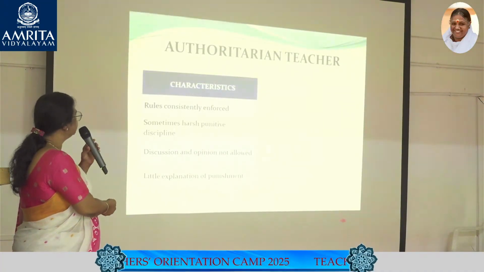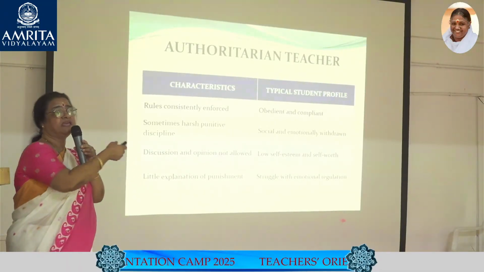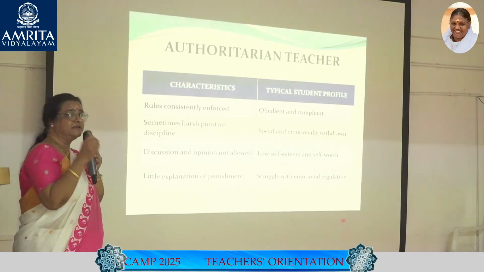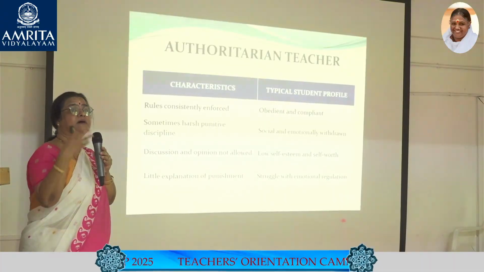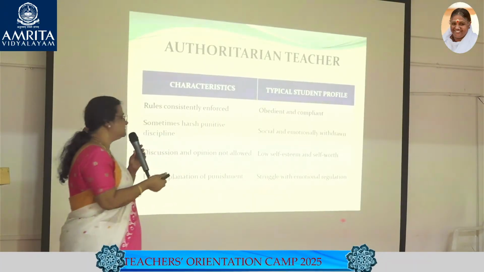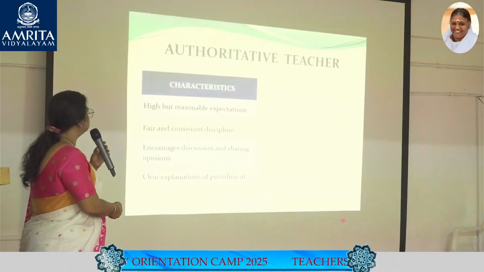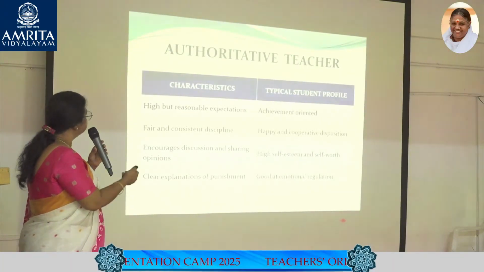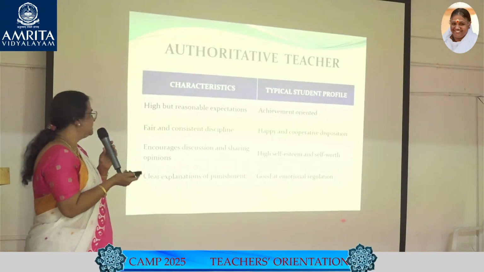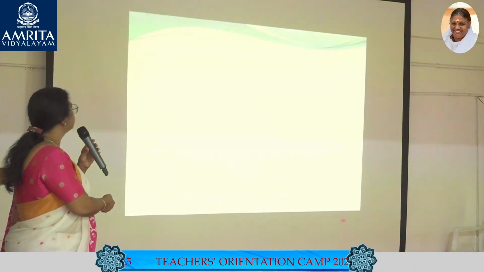Okay, if you are an authoritarian teacher, these are the characteristics, and this is the typical behavior of the students. They will be obedient and compliant, and emotionally withdrawn they will be. They won't come up and talk in public, and low self-esteem will be maintained. They will struggle with emotional relationships. And if you are an authoritative teacher, then the class will be achievement oriented, and the children will be happy and cooperative, and then they will have high self-esteem and be good at emotional regulation.